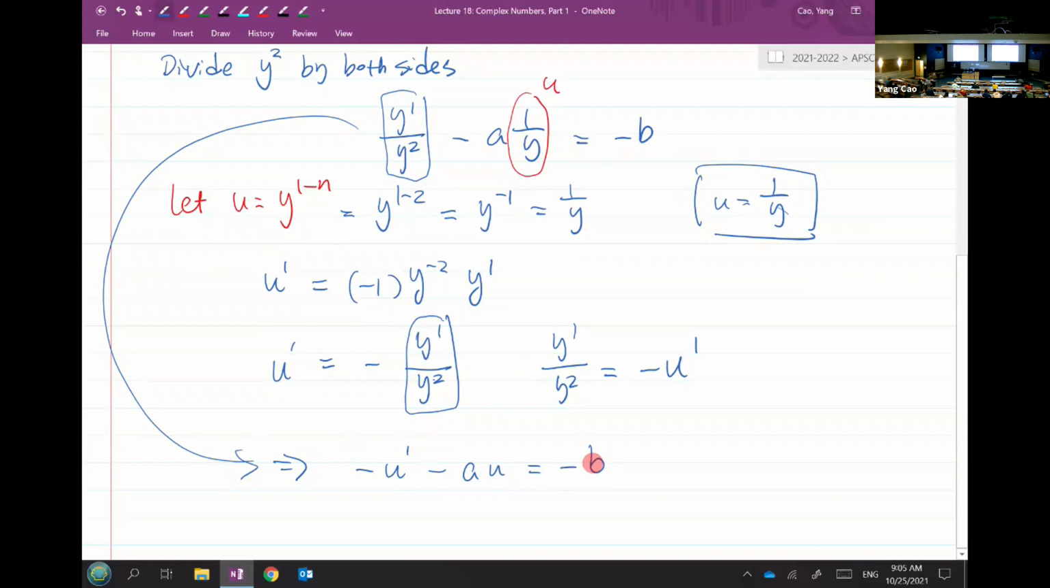By transform, we mean the original differential equation is in terms of y, and now it's in terms of u. The difference is the original one is nonlinear, and now you have a linear first order ODE. That's the idea of letting u equal to this term, so that you can transform it into a linear one. This is equivalent to u prime plus a u equal to b.